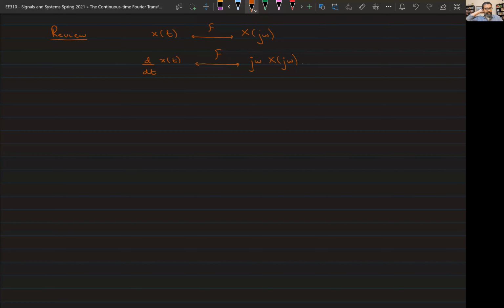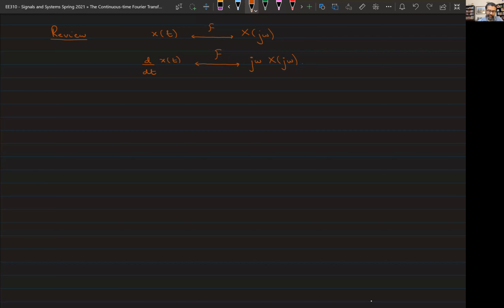All right, so we were talking about the differentiation and integration property of the Fourier transform, right? So if the Fourier transform of the signal x of t is X of j omega, then the Fourier transform of the derivative of x is just equal to j omega times X of j omega, right? So the differentiation in the time domain just results in a multiplication with j omega in the frequency domain, right?